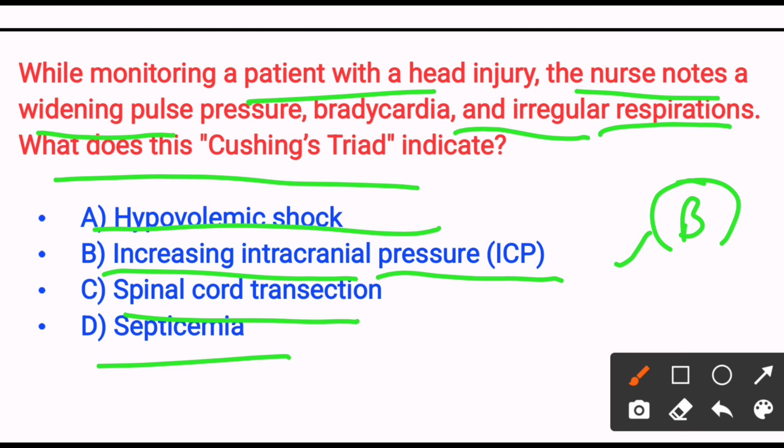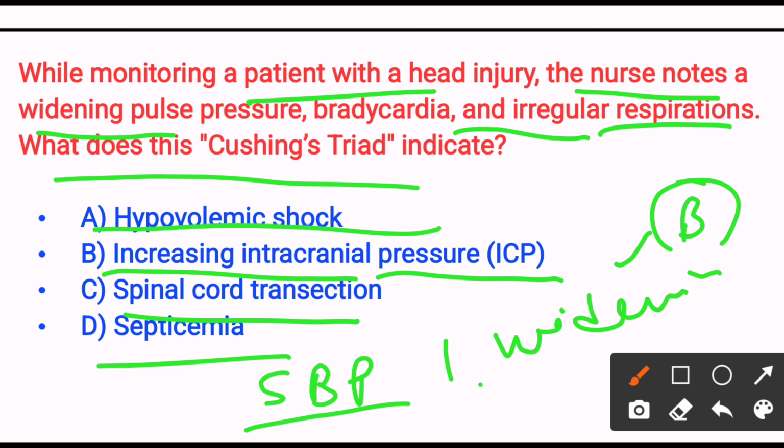of the brainstem compression. As ICP increases, the body increases the systolic blood pressure to maintain the cerebral perfusion, which means widening the pulse pressure. The vagus nerve is stimulated, causing the bradycardia. So the answer will be option B.